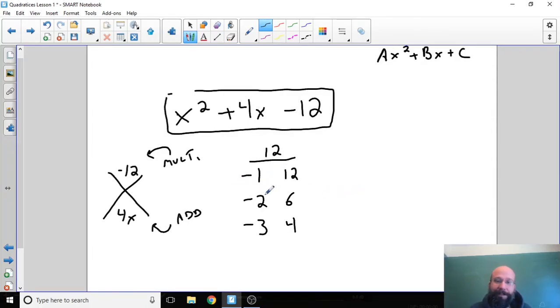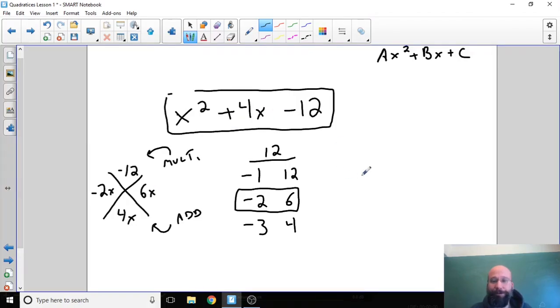We should be able to tell that negative 2 times 6 is negative 12, and negative 2 plus 6 is positive 4. This is the hardest part about factoring, but if you write these out and look at what they have to equal, you should be able to figure it out. It might take you a couple minutes, but this is the hardest part of the factoring. Since I know these are my answers, I'm going to put negative 2x and 6x.